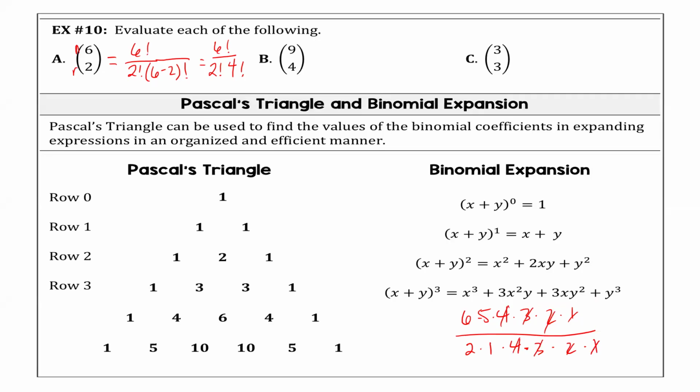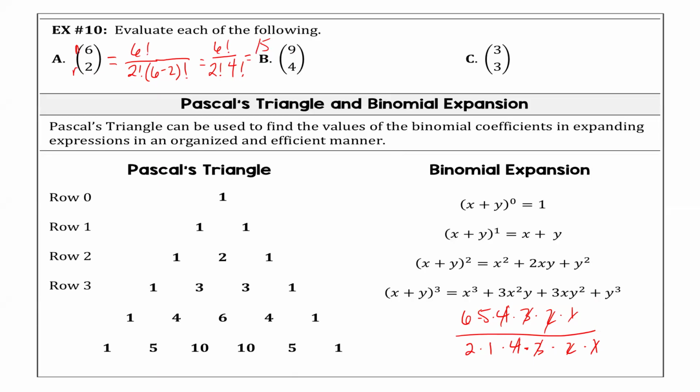6 minus 2 gave us 4. And 4 factorial is 4, 3, 2, 1, right? 2 factorial is 2, 1, 6. So these would cancel out. And all you're left with is 30 over 2, which equals what? So your leading coefficient would be a 15.